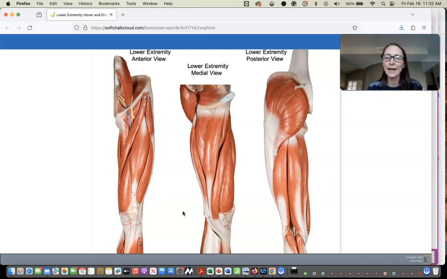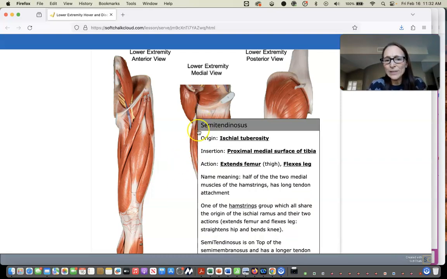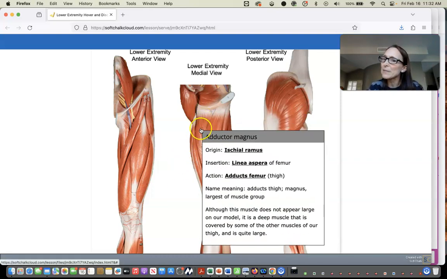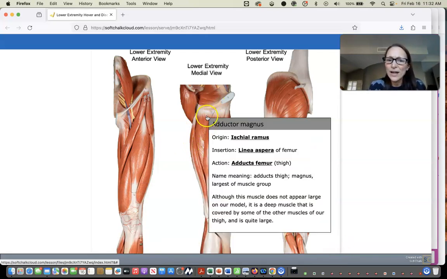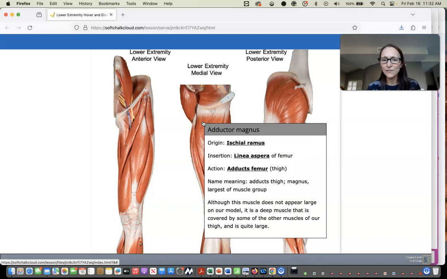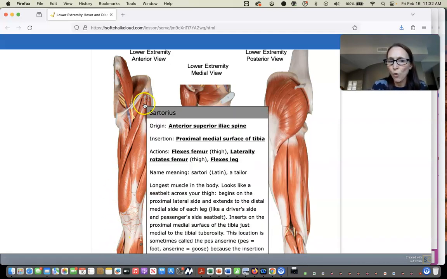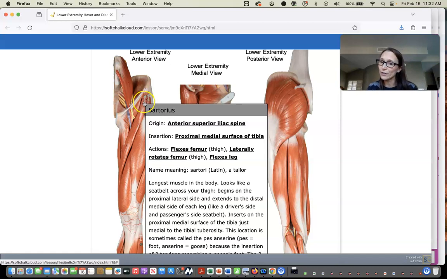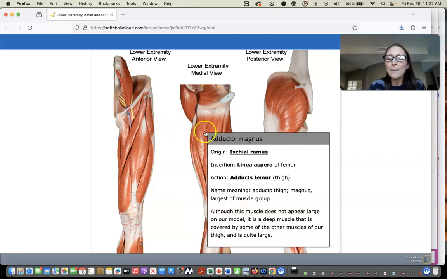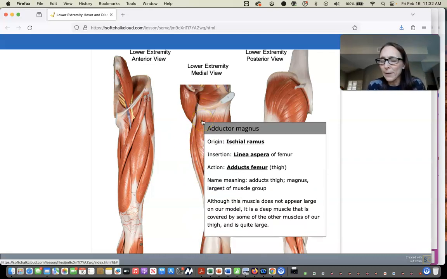So I always start with a landmark muscle, and I like to start with the adductor magnus. It's a medial muscle, and it's kind of this big flat muscle here, so it's easy to identify. You can also look for the sartorius muscle. The sartorius muscle runs across the anterior surface of the thigh, which is kind of nice because it's another really easy landmark muscle to start with. But I just like to start with the adductor muscle and work my way around.